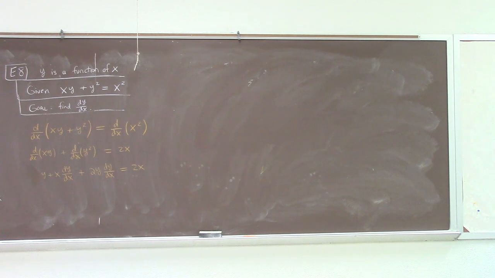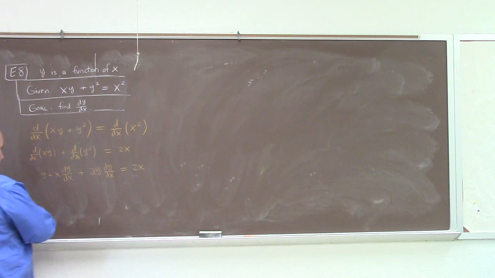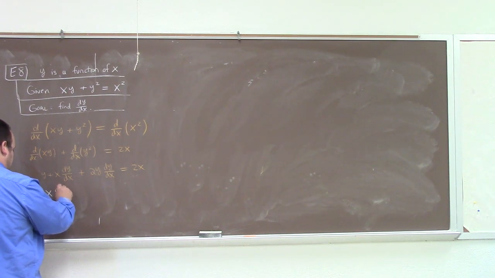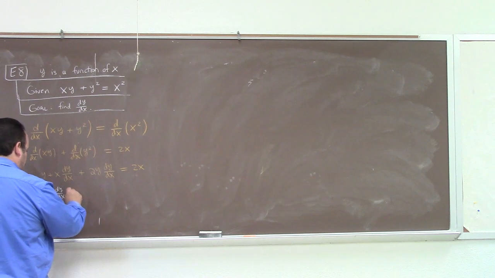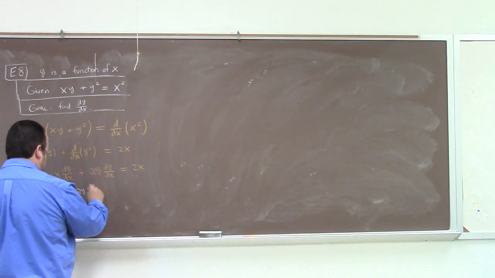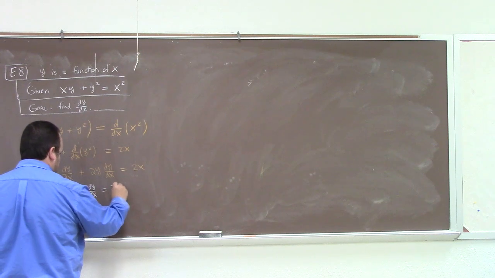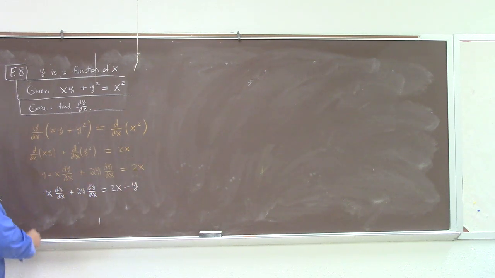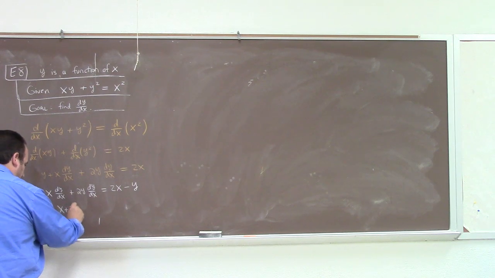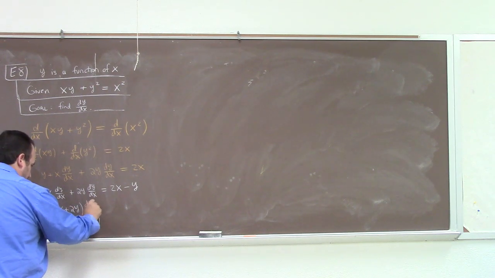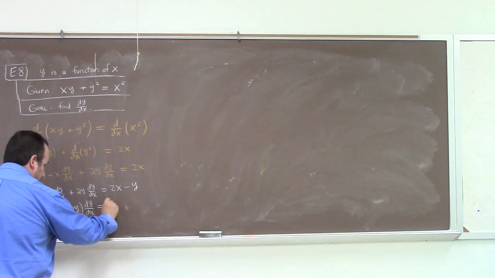So our goal was to find dy/dx. Can you do it? You can do it. It's just algebra at this point, right? Put all the dy/dx terms on one side, put everything else on the other side. We'll do that to start with. So we've got x dy/dx plus 2y dy/dx equals 2x minus y. So factor out the dy/dx, we've got x plus 2y times dy/dx equal to 2x minus y.